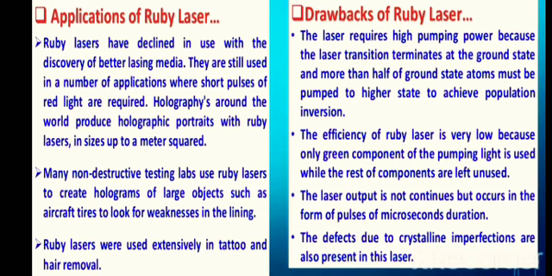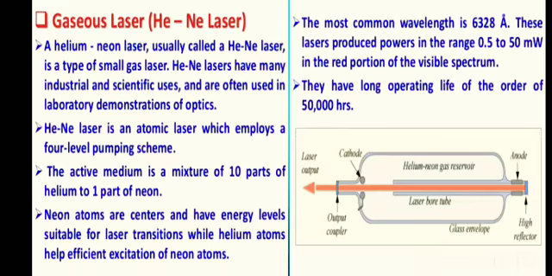Drawbacks of ruby laser. This laser requires high pumping power because the laser transition terminates at the ground state, and more than half of the ground state atoms must be pumped into a higher state to achieve population inversion. The laser output is pulsed. Gas laser.